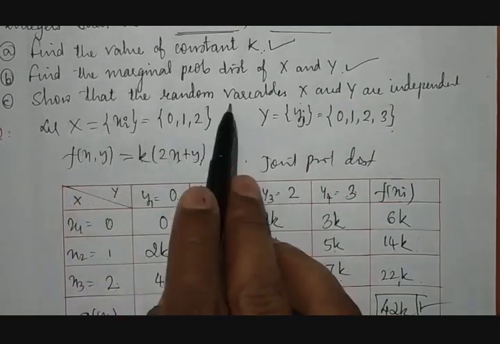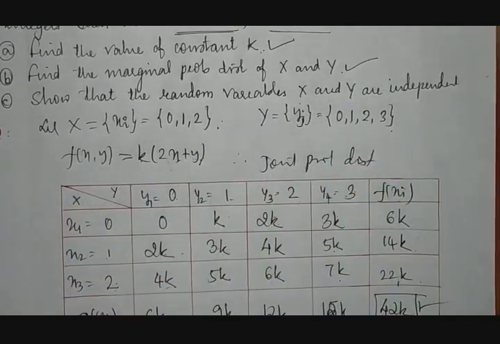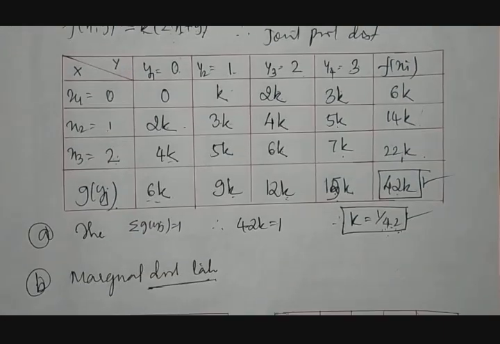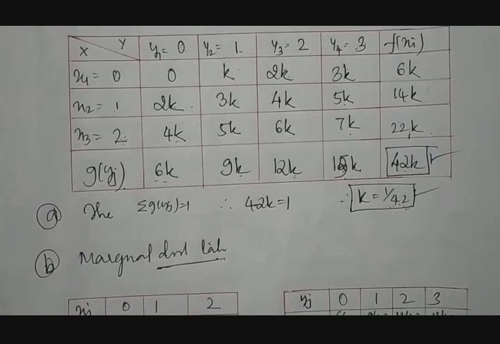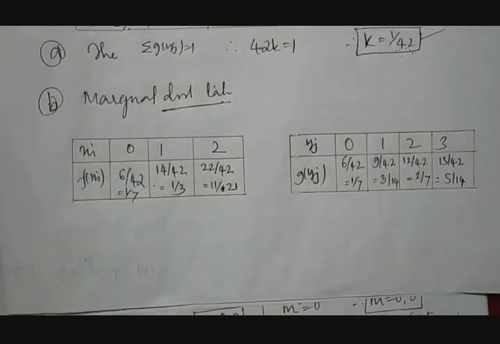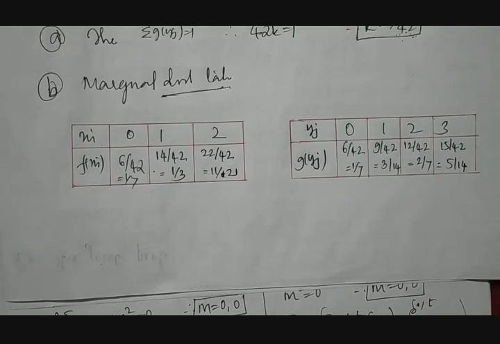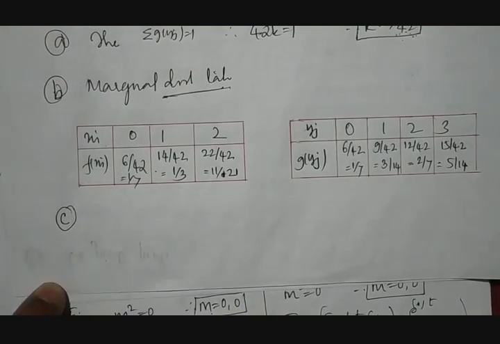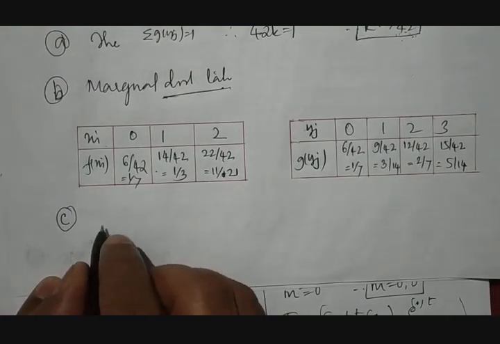Third, show that the random variables x and y are independent. How do you show? There are two ways. One, we have to find out its expectations. Then after getting the expectations, we can check whether the covariance is 0 or not. Or else the second way is, we have one thing.